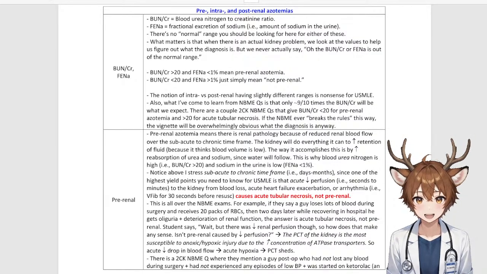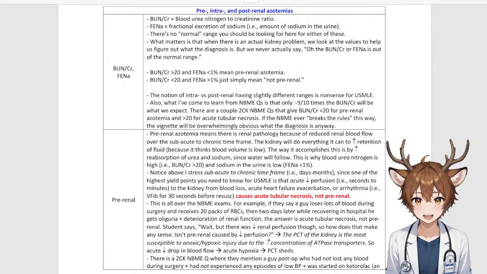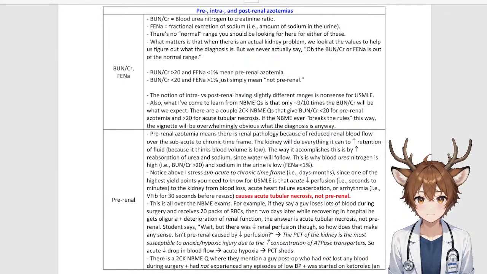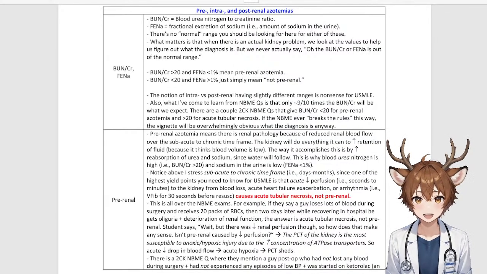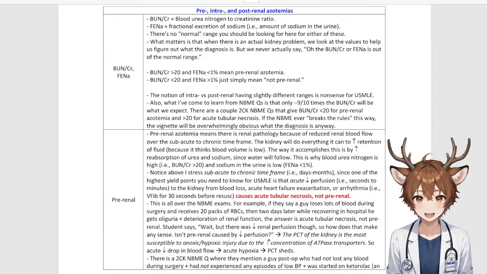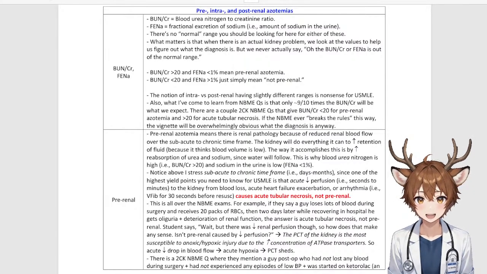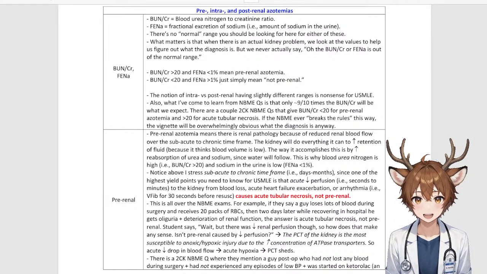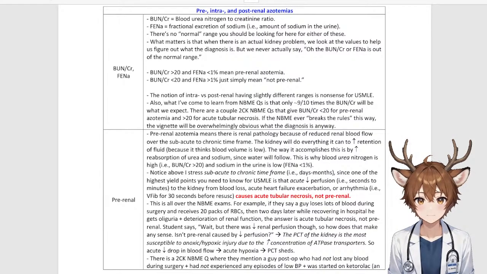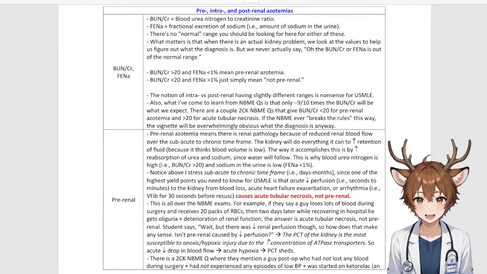So anyway, pre-, intra-, and post-renal azotemias. BUN/creatinine, FeNa. BUN over creatinine is the blood urea nitrogen to creatinine ratio. FeNa is fractional excretion of sodium, i.e. the amount of sodium in the urine. There is no normal range you have to be looking for here for either of these. What is more important is that there is an actual kidney problem. We look at the values to help us figure out the diagnosis.